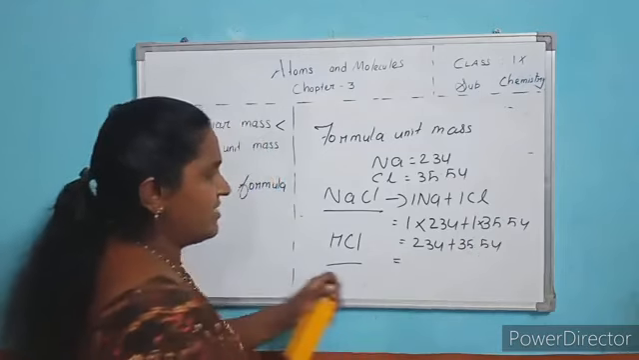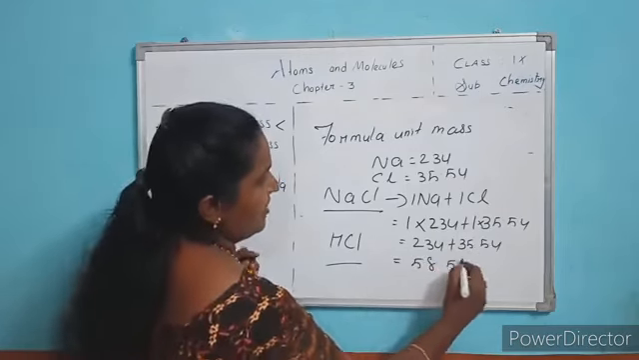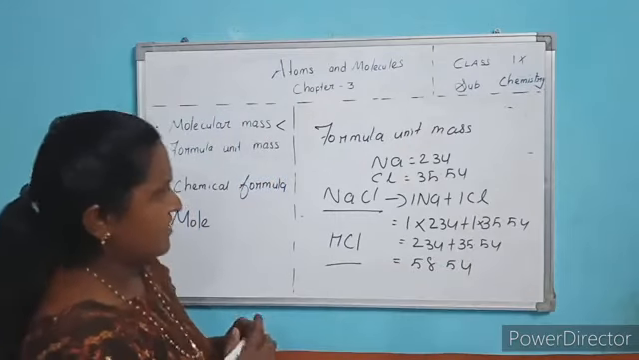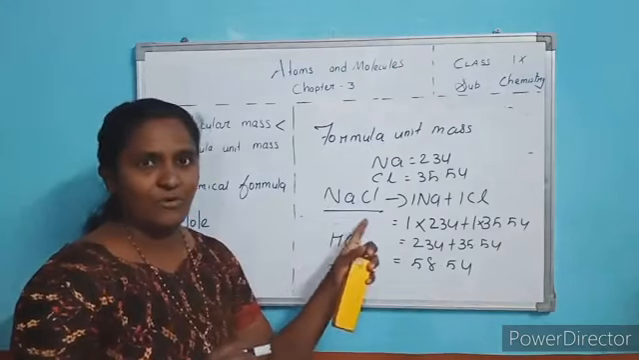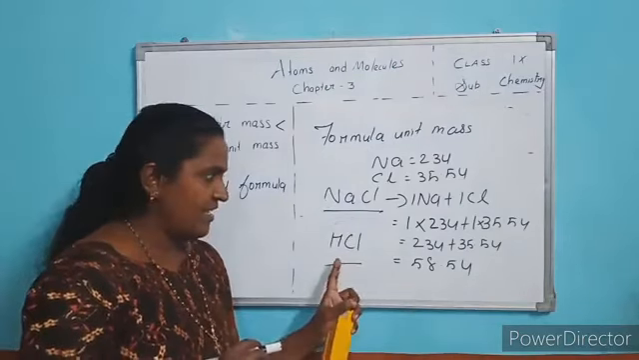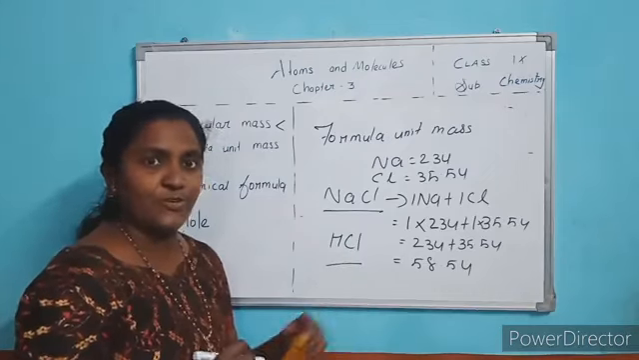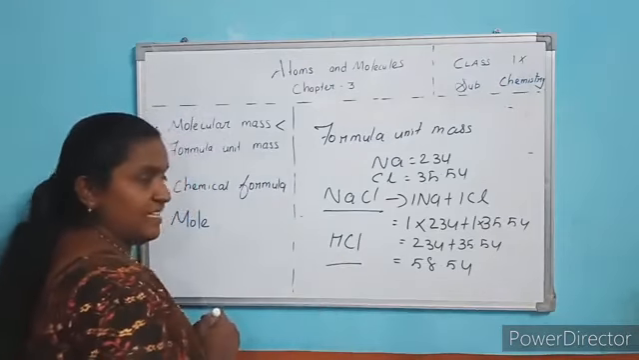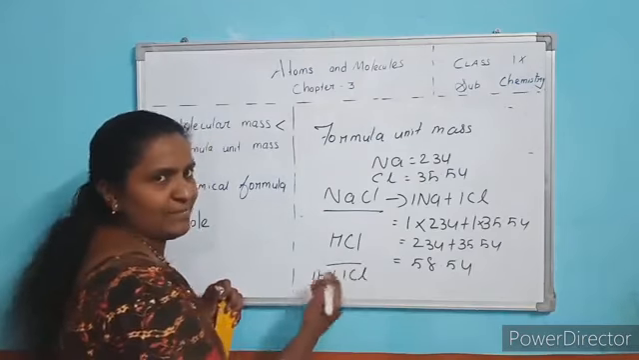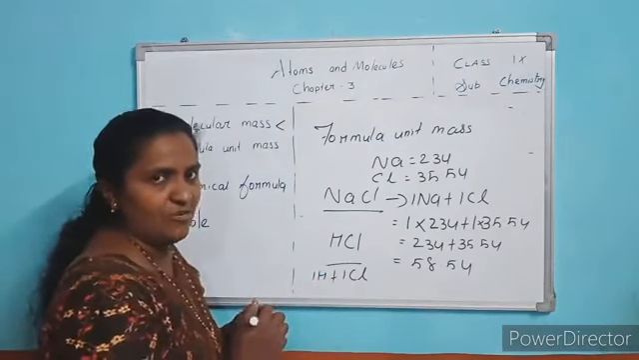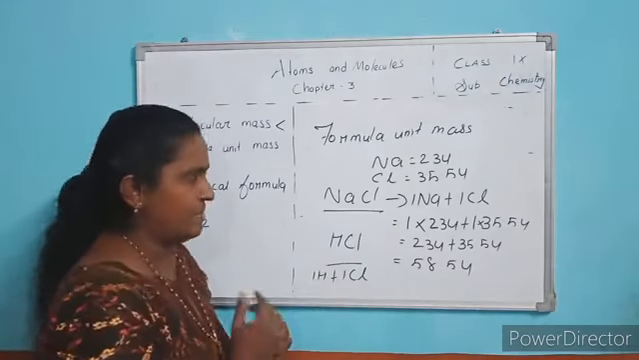What is the answer you would get? 58.5U. Am I correct? Okay, this is the formula unit mass of sodium chloride. Accordingly, you can do this also. Now find out the formula unit mass of hydrochloric acid. In this compound, 1 hydrogen atom and 1 chlorine atom are present. Okay, 1 hydrogen element and 1 chlorine element.